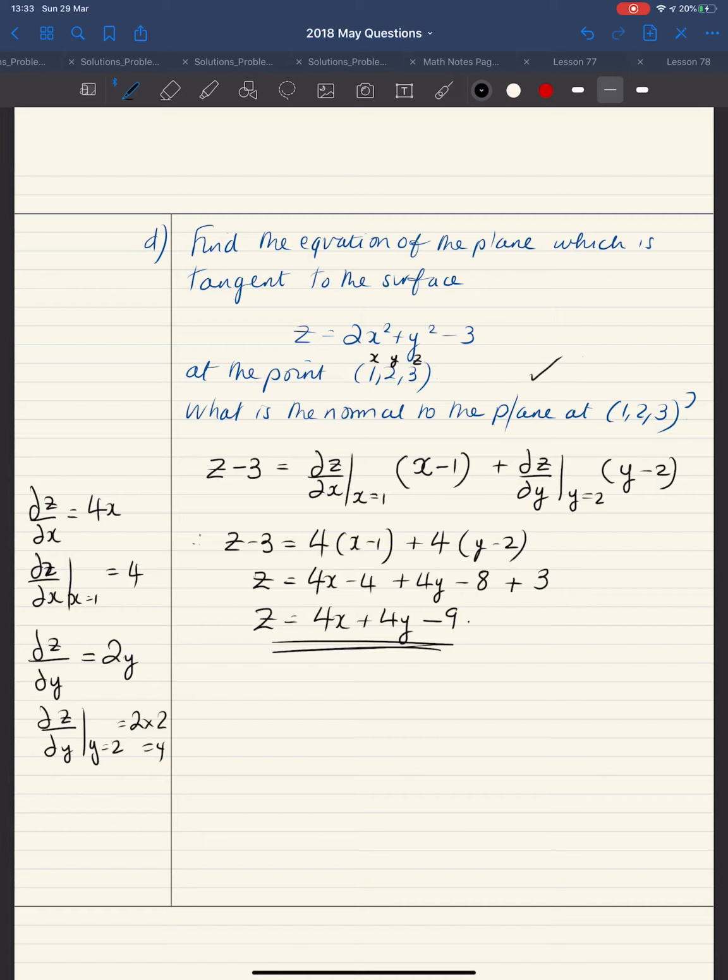Okay, so that's it there. Right, so for the normal, you've got to collect the x's and the y's and the z onto one side. So that you subtract from each side. That you add to each side. So that's 9. Then you can say the normal is the coefficients of the x, y and z. So it's 4, 4, minus 1.